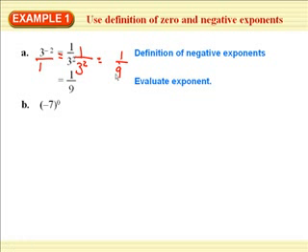So you look at this, and oh, this one's easy. This isn't a negative exponent, it's just 0. That's 1. No matter what the base is, if the exponent is 0, the answer is 1. Those are your easy ones.